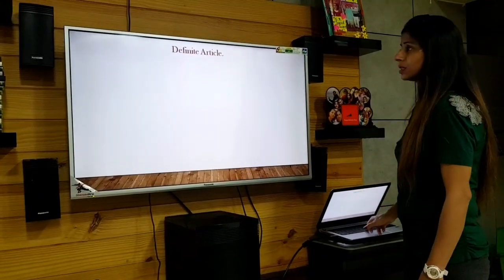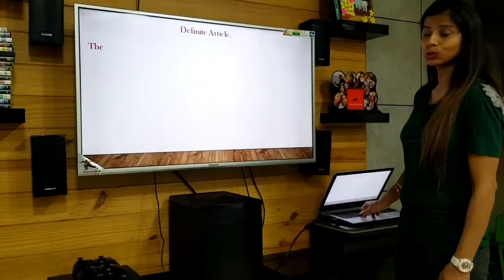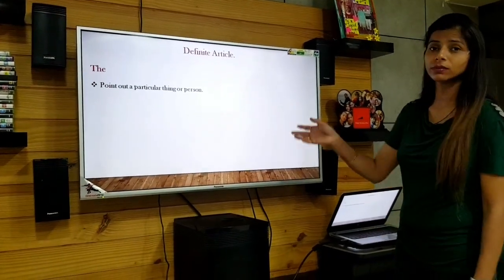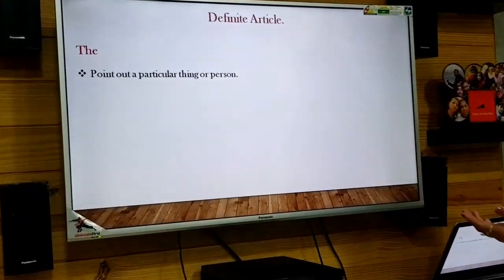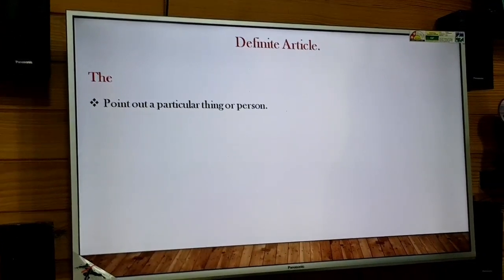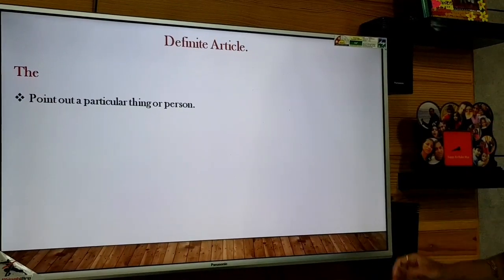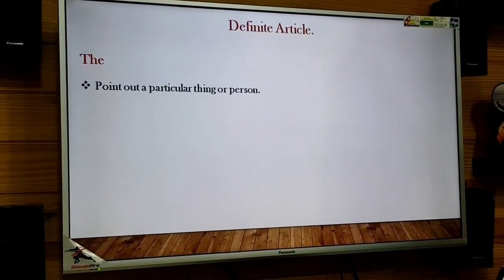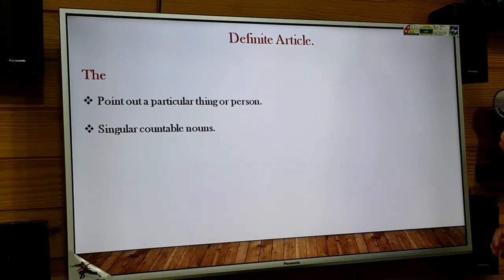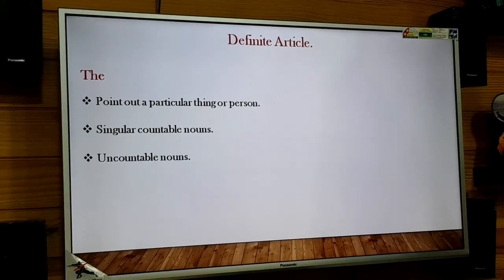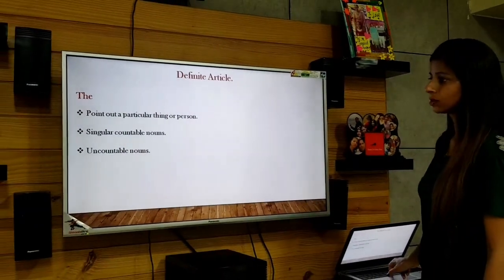So here we have the definite article. We will talk about it first. We have talked about indefinite articles, which are used for countable nouns. Now here, it may be used for countable ones or uncountable ones, both. But what is the difference? These point out a particular thing or a person, which I told you earlier. It is used with singular countable nouns. These can also be used with uncountable nouns.